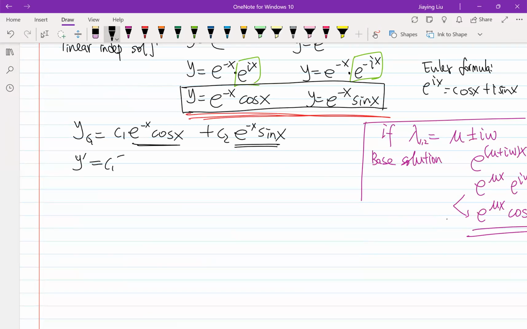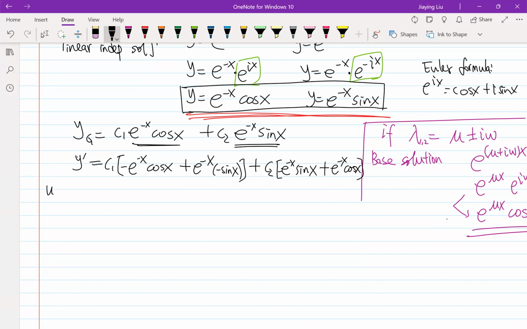So we have C1, derivative of e to the negative x, it's negative e to the negative x cosine x plus e to the negative x negative sine x. So that's product rule on the first term, plus C2, same thing, negative e to the negative x sine x plus e to the negative x cosine x. So those are the terms when we take the derivative.